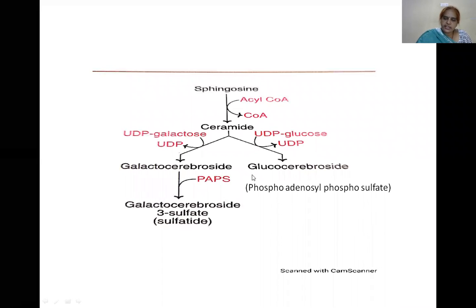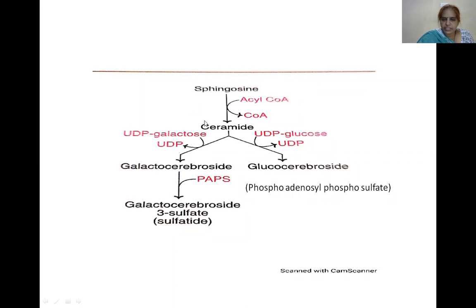Here is the sphingosine and the formation of glucocerebrosides and galactocerebrosides. Sphingosine, when it condenses with an acyl group, produces ceramide. This ceramide can combine with UDP galactose or with glucose. When ceramide combines with galactose, it produces galactocerebroside.